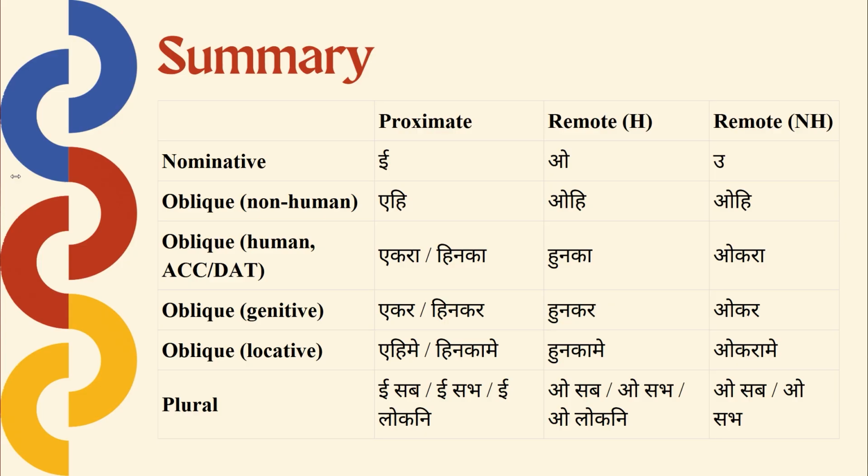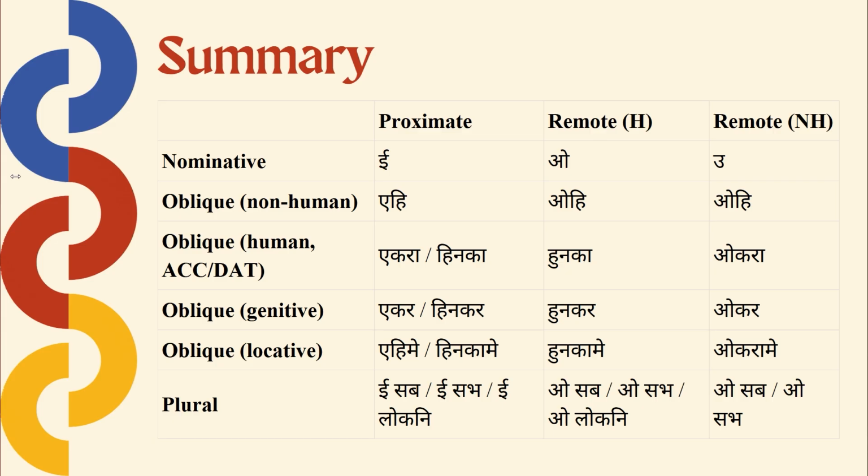Oblique or genitive case: ekar, hinkar. The proximate forms are ekar and hinkar, and the remote honorific form is hunkar. Remote non-honorific form is okar. Again, the proximate forms have two variations. Ekar is usually used for non-honorific reference, and hinkar will be used for honorific reference.